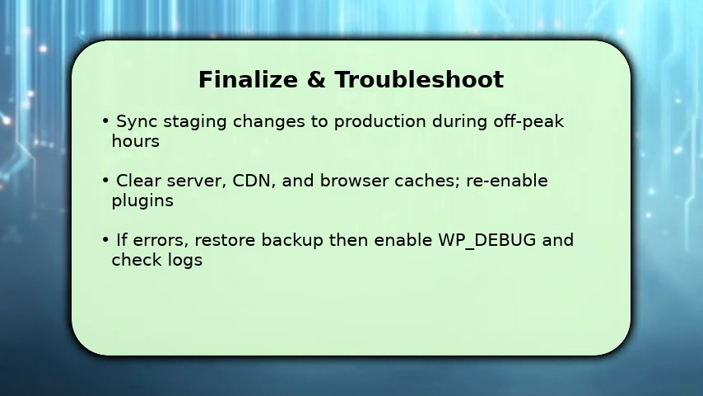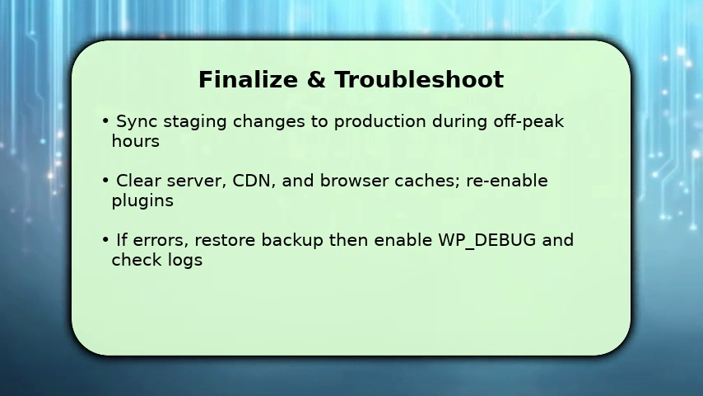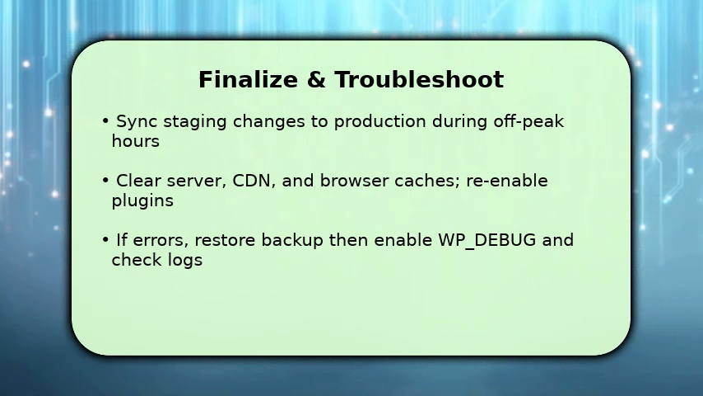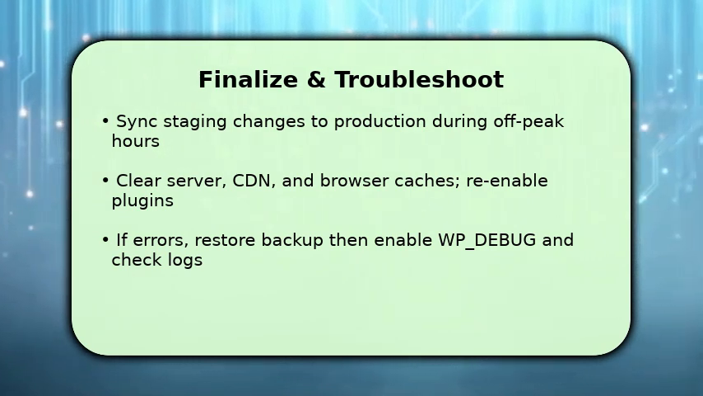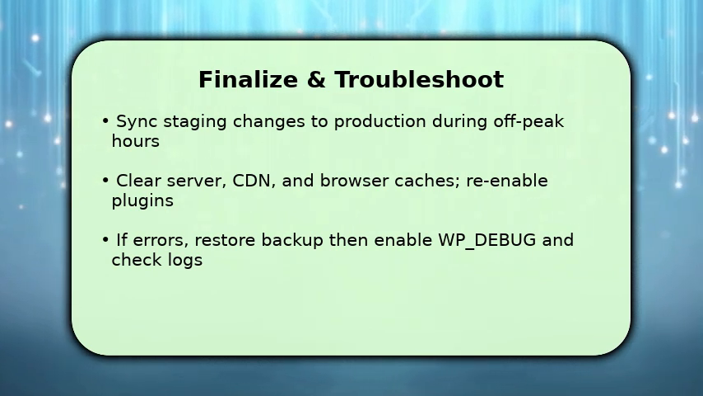If something breaks, restore the backup immediately. Then enable WP debug and review error logs to pinpoint problems. Use the Elegant Themes support and version rollback if needed. This controlled approach minimizes downtime and ensures a clean update.